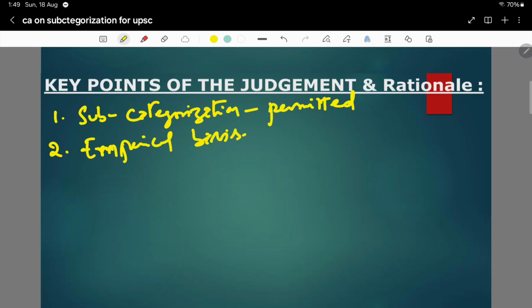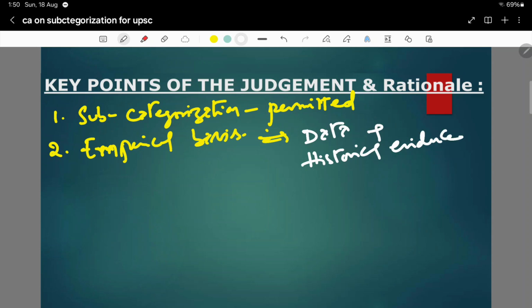Likewise, subclassification must be grounded in data and historical evidence of marginalization, which prevents arbitrary decisions driven by political motives. Hence, it strongly said that only on an empirical basis can the states subclassify SCs and STs. Without any empirical rational basis, the state cannot make the subclassification for the SCs and STs.